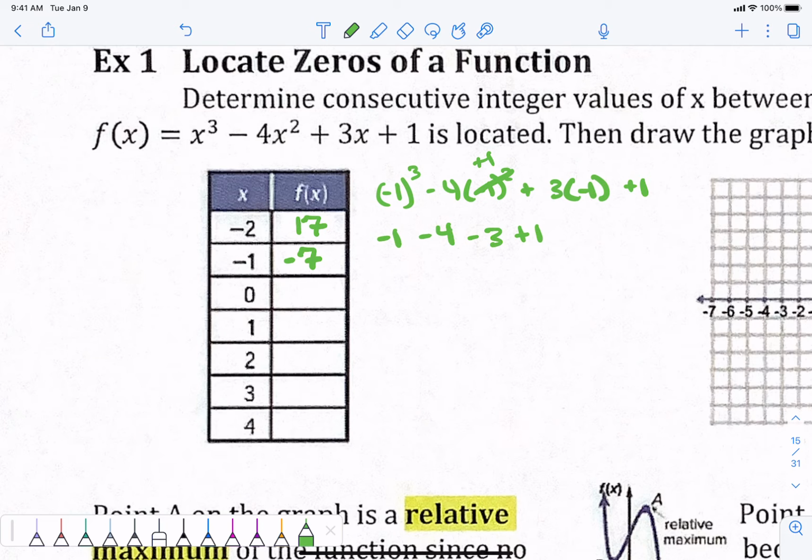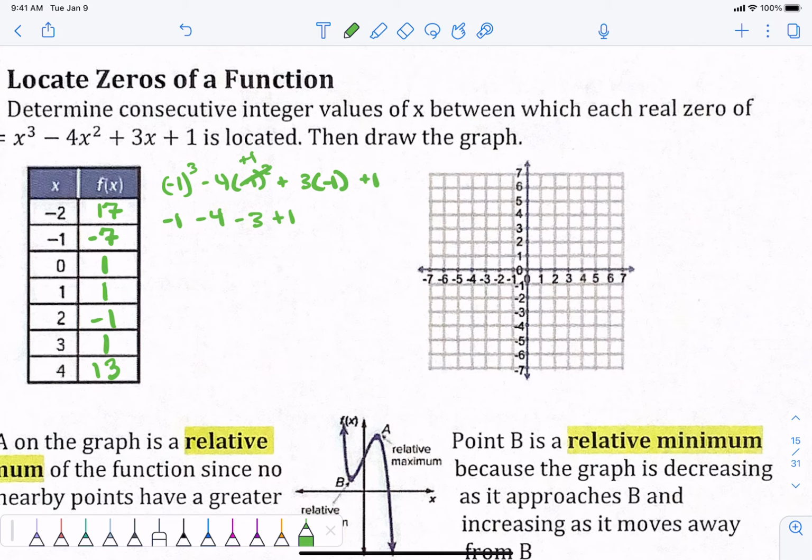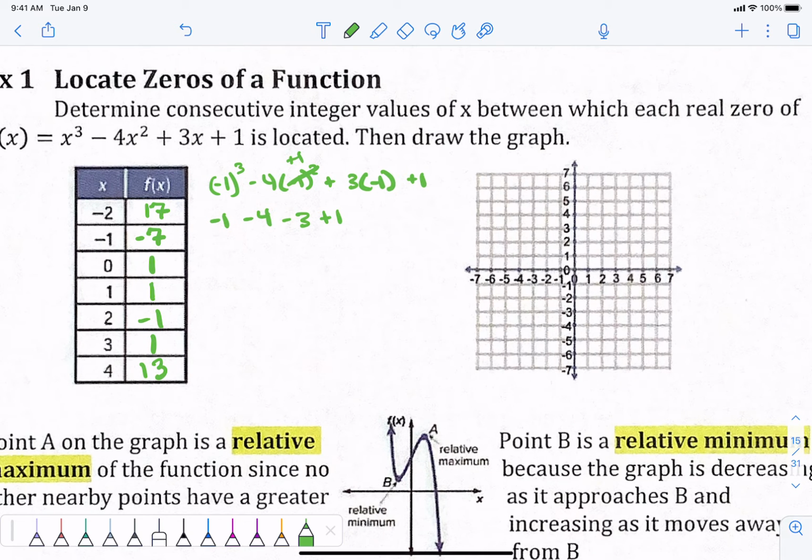Eli, what'd you get? I bet you it was 1. Tate, what'd you get? 1? Okay. That's weird. Ellie? I got -1. You got -1? I bet you're right. 3? I got 1. What is going on here? What's up, Carter? 4? 13. I think that's about right. I think -2 should be -29. Okay. -29. Sure.